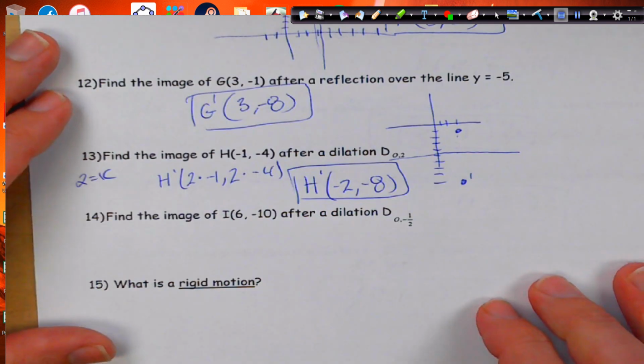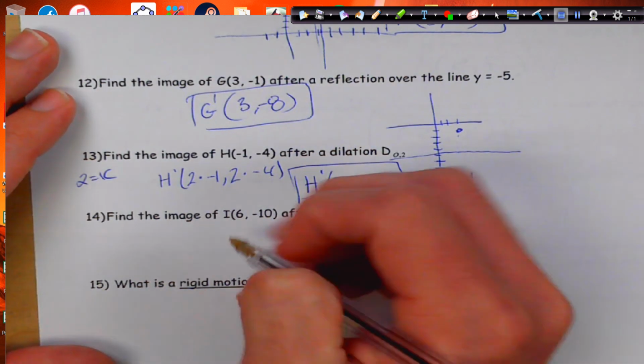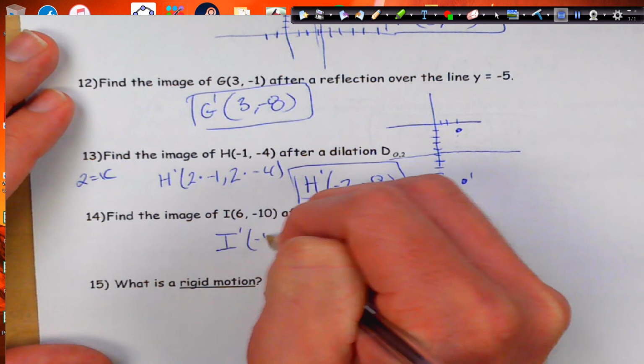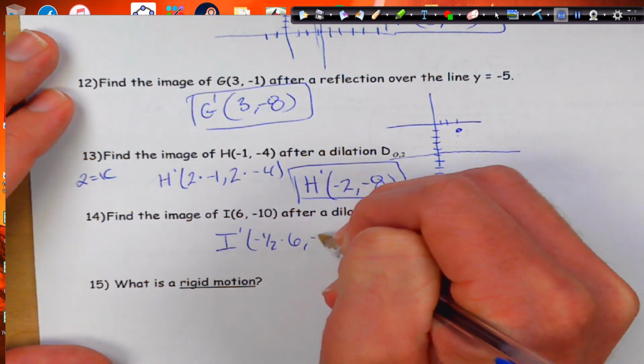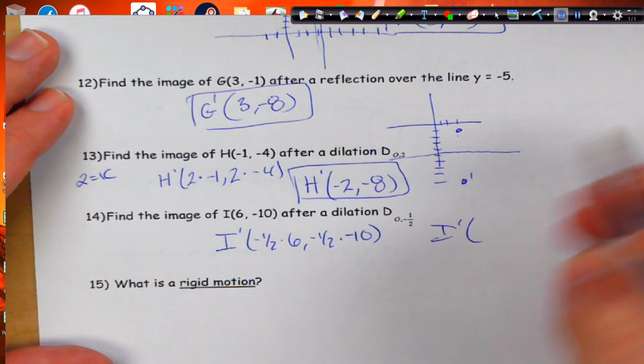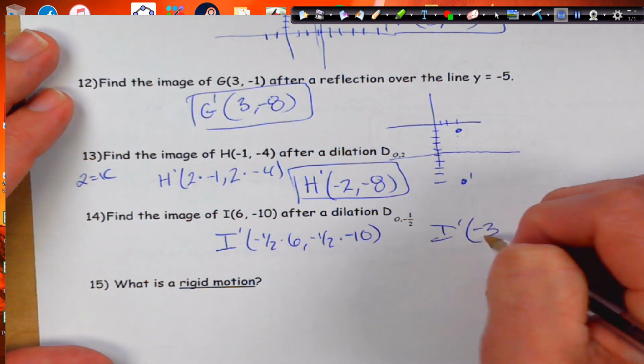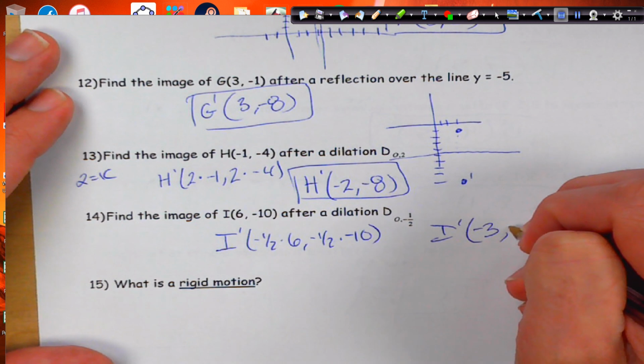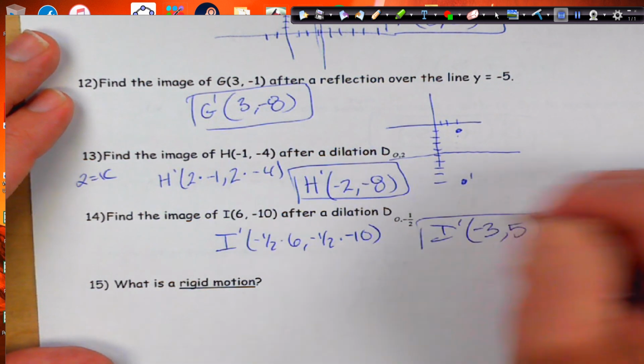Same thing here, dilation, this time it's a negative 1/2. So I prime is going to be negative 1/2 times 6, negative 1/2 times negative 10. So we get I prime to be half of 6, which is negative 3, and half of 10 is 5, but 2 negatives make a positive.